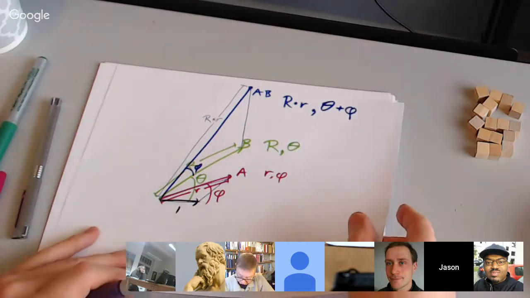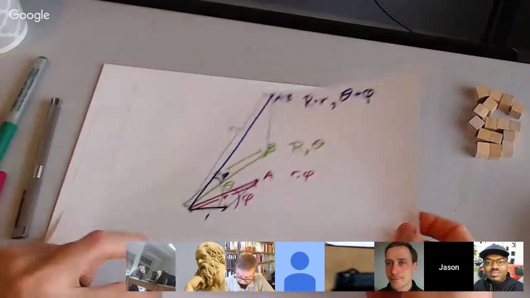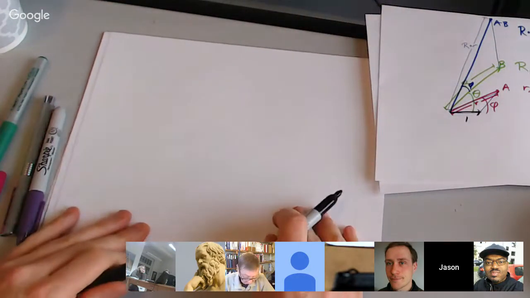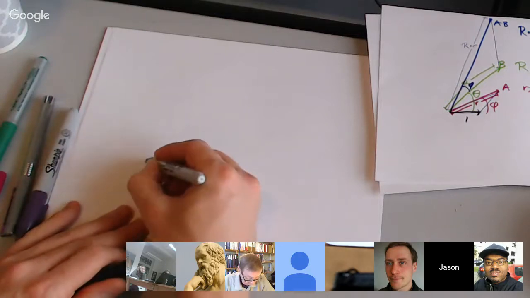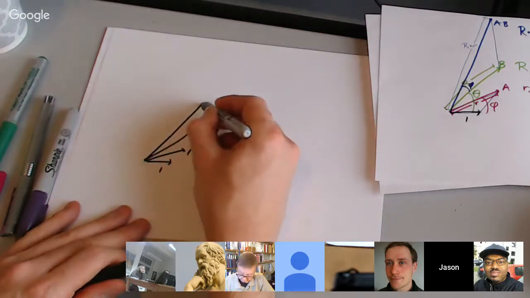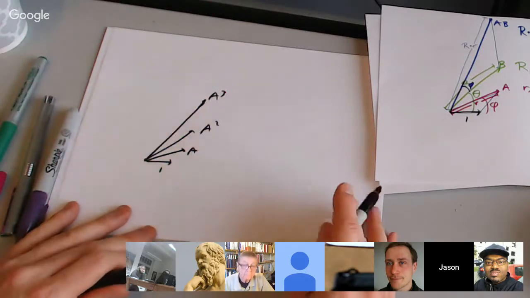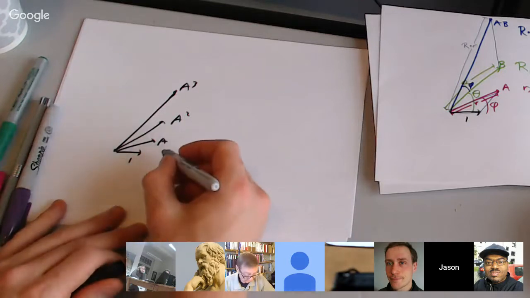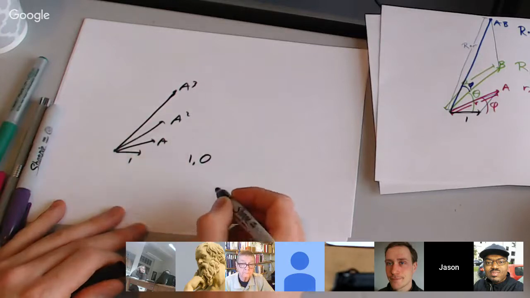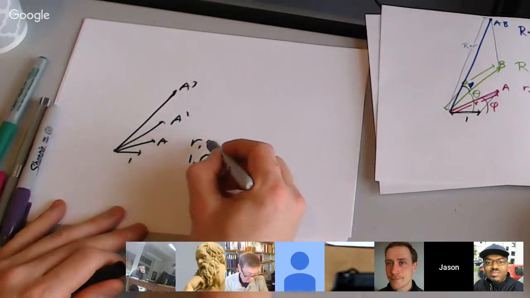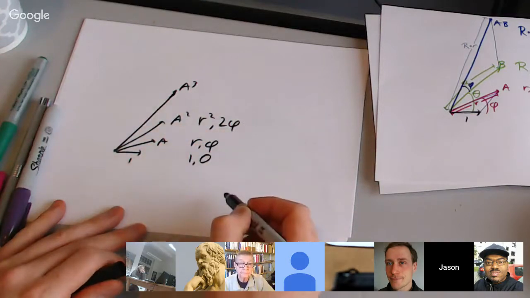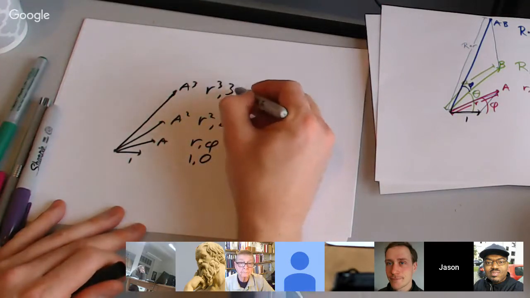So I think we've got a couple of things that we're able to conclude from what we've looked at so far. So this is what I think they are. I think that 1, a, a squared, a cubed, would be going from a distance of 1 and an angle of 0 to a distance of r and an angle phi, to a distance of r squared and an angle 2 phi, to a distance of r cubed and an angle 3 phi.